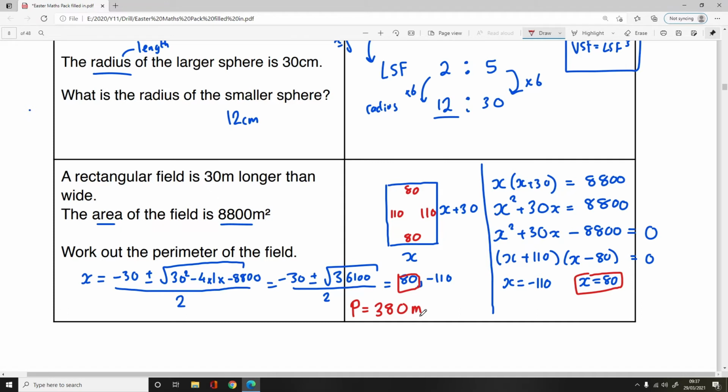So yeah, if you're given something to do with a shape, I always think it's a good idea to sketch the shape and think about the formulas that go with that shape.